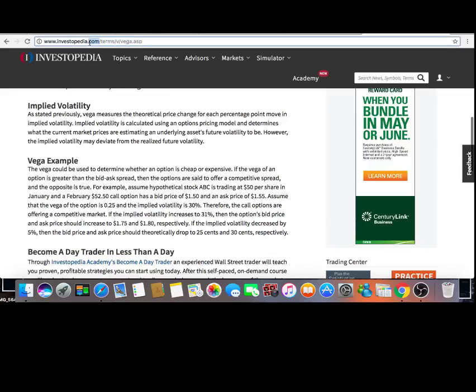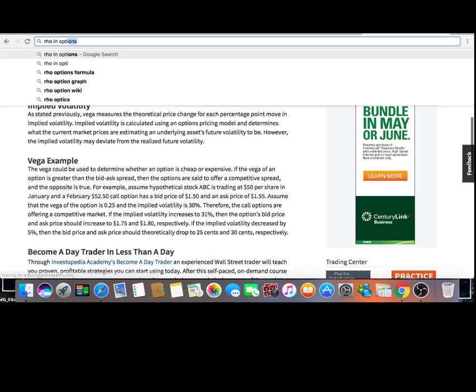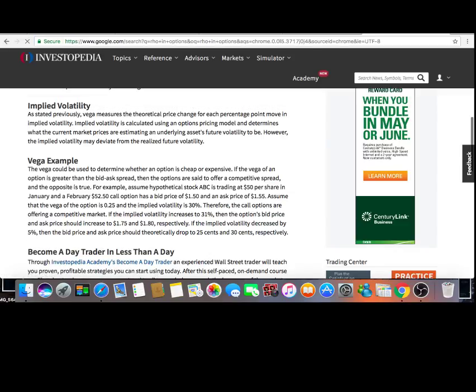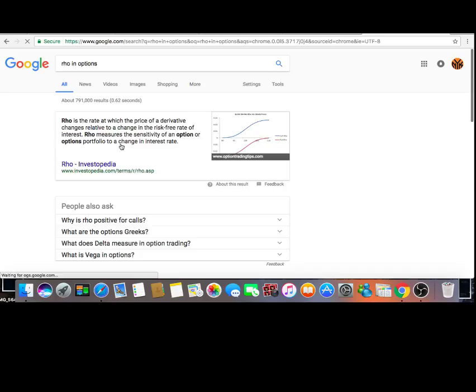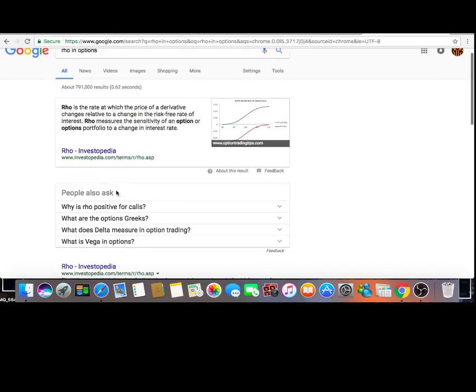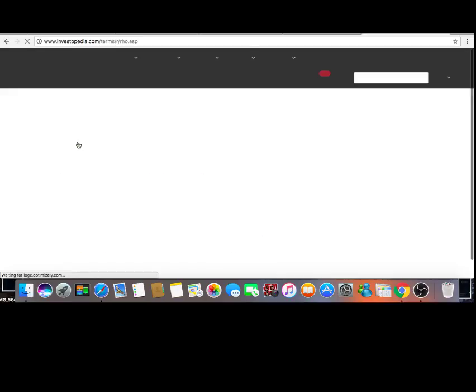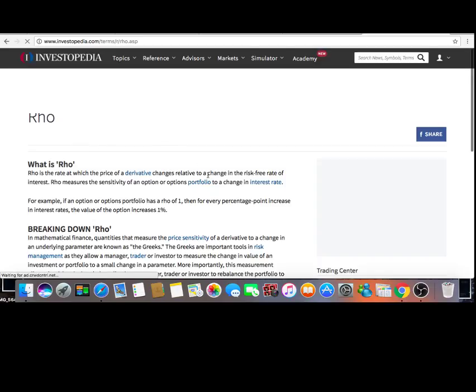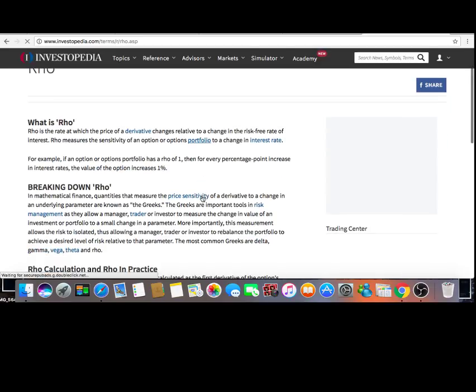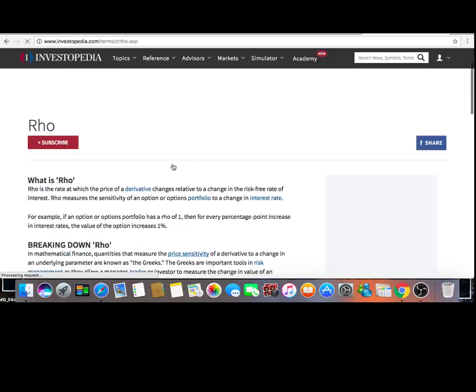So let's check up Rho. So Rho is the rate at which the price of a derivative changes relative to a change in the risk-free rate of interest. Rho measures the sensitivity of an option or options portfolio to a change in an interest rate. So let's go into this a little more, make sure we understand it.